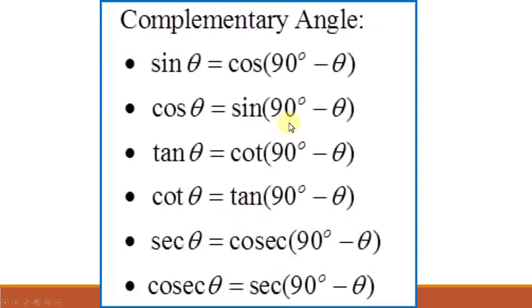So you can see complementary angles. Sin theta equals cos of 90 minus theta. Cos theta equals sin of 90 minus theta. Theta plus 90 minus theta equals 90 degrees. Sin and cos are complementary angles. Tan and cot are complementary angles. Sec and cosec are complementary angles. Please note this down.